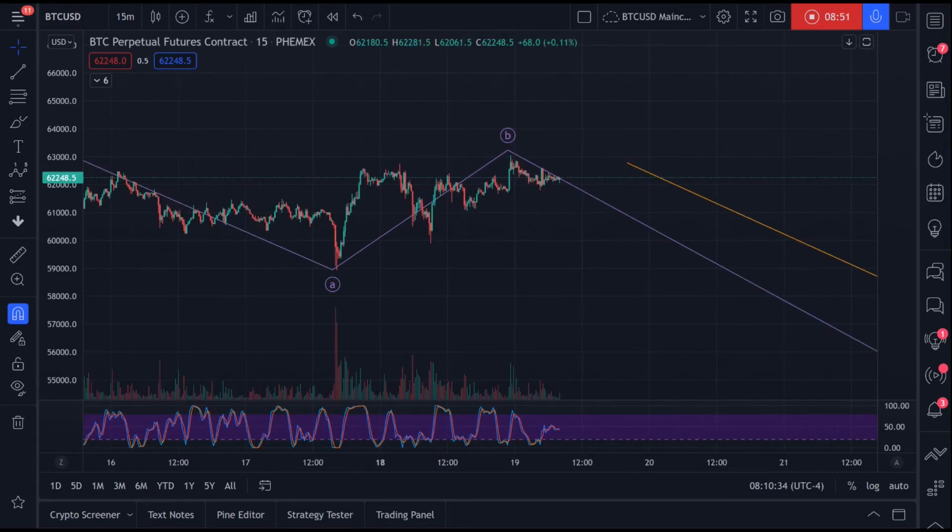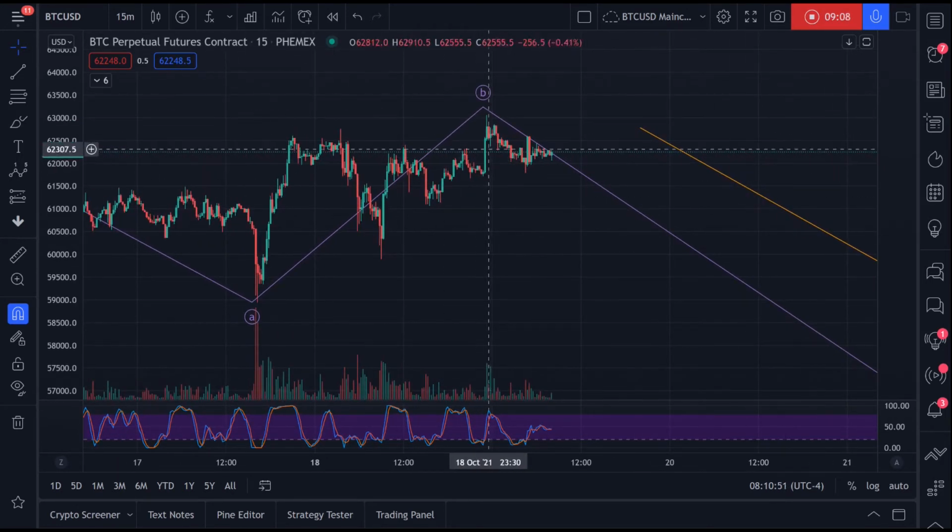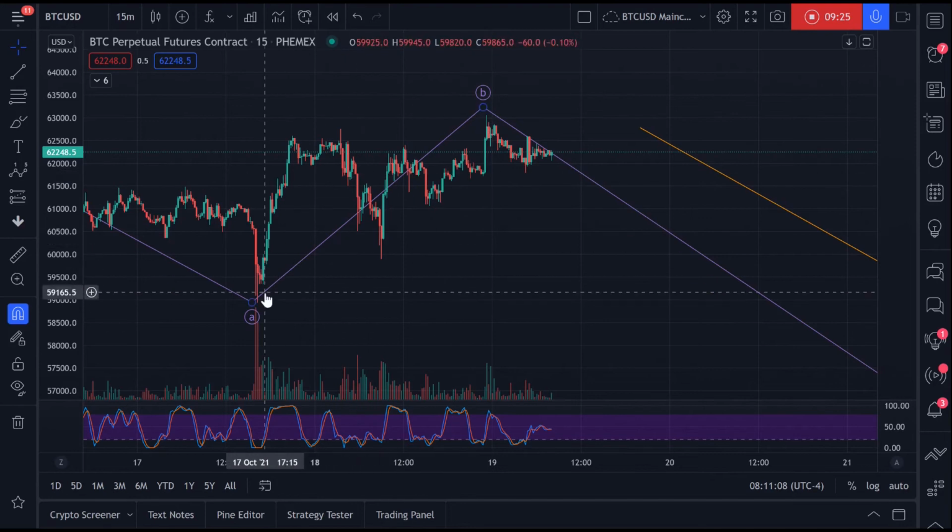And so that C wave, remember, in an ABC correction, that's a flat, it's a 3-3-5 pattern, meaning 3 waves in A, 3 waves in B, and 5 waves in C. And one of the telltale signs that you can find that end C wave is that it's a strong 5th wave. The 5th wave is a strong green candle, or a strong red candle if it's in a bullish sort of context, right? Because B is always counter.